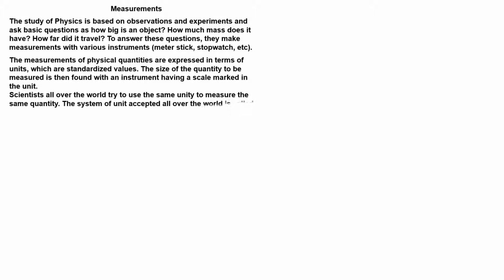Scientists all over the world try to use the same unit to measure the same quantity. The system of units accepted all over the world is called the System International Units, or SI units. The SI system is a set of metric units now used in many countries. It's a decimal system in which units are divided or multiplied by 10 to give smaller or larger units.